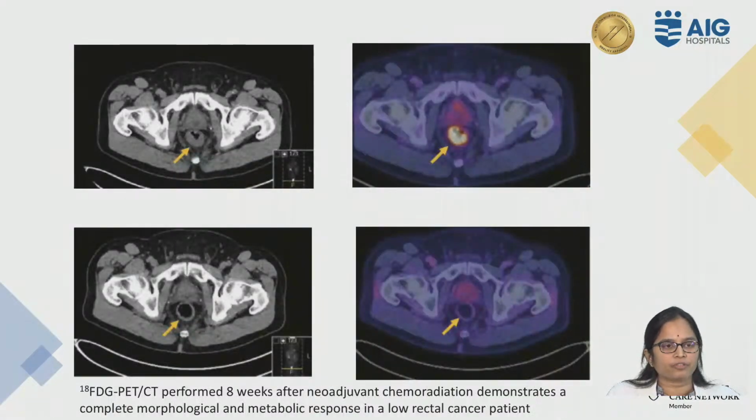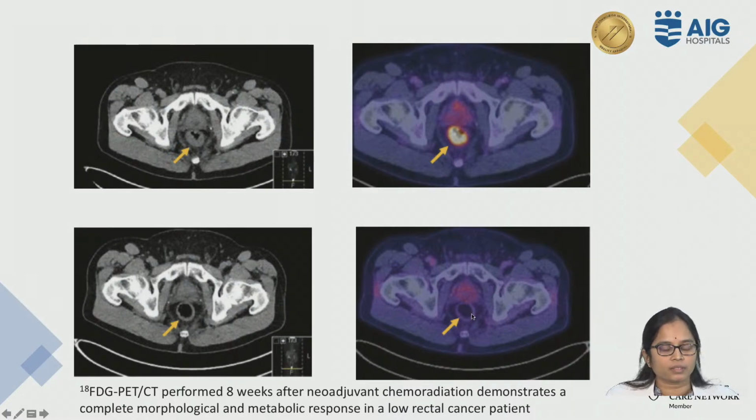This is an example of a 45-year-old male with a lower rectal malignancy, intensely FDG avid with hemicircumferential wall thickening. This patient underwent neoadjuvant chemoradiotherapy. In AIG we routinely follow with PET CT after 8 weeks of neoadjuvant chemoradiotherapy. This patient had a complete morphological response and also a metabolic response.